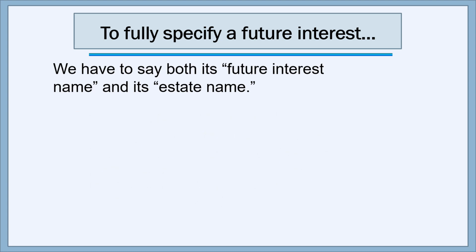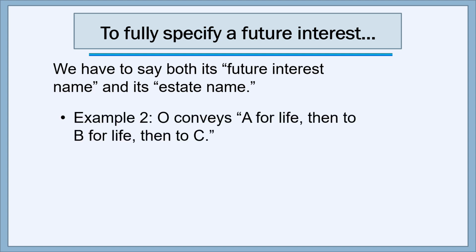Here's another example. Once again, we have to say both the future interest name and the estate name to fully describe a future interest. So in this example, O, who starts out owning a fee simple absolute, conveys to A for life, then to B for life, and then to C. Well, let's take a look at B's future interest. Obviously, it is a future interest because B doesn't get possession until A dies.